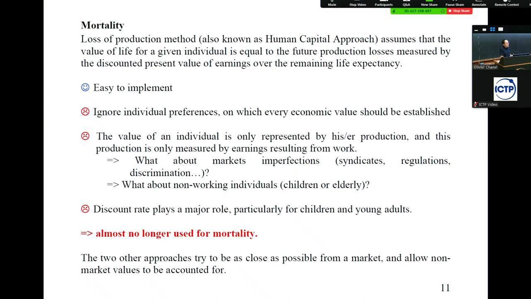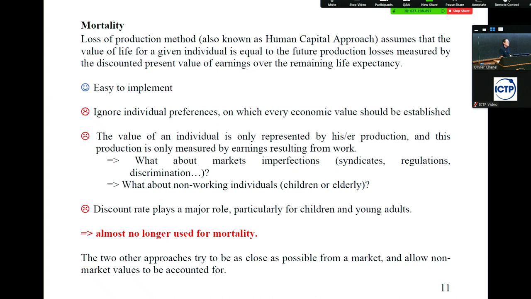It's widely discussed in the literature, and this method is almost no longer used. So I'm not going to spend time to present it, but 50 years ago, it was one of the ways we might put a value on mortality.